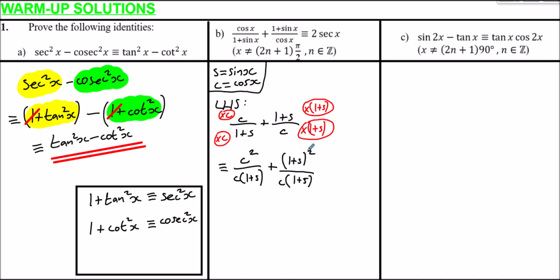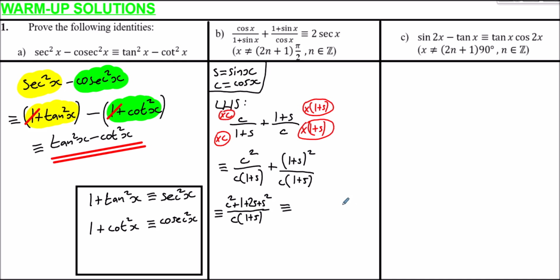So now I can combine these because I have a common denominator, which is what we wanted to have. So cos squared, just leave as cos squared. 1 plus sine all squared becomes 1 plus 2s plus s squared.